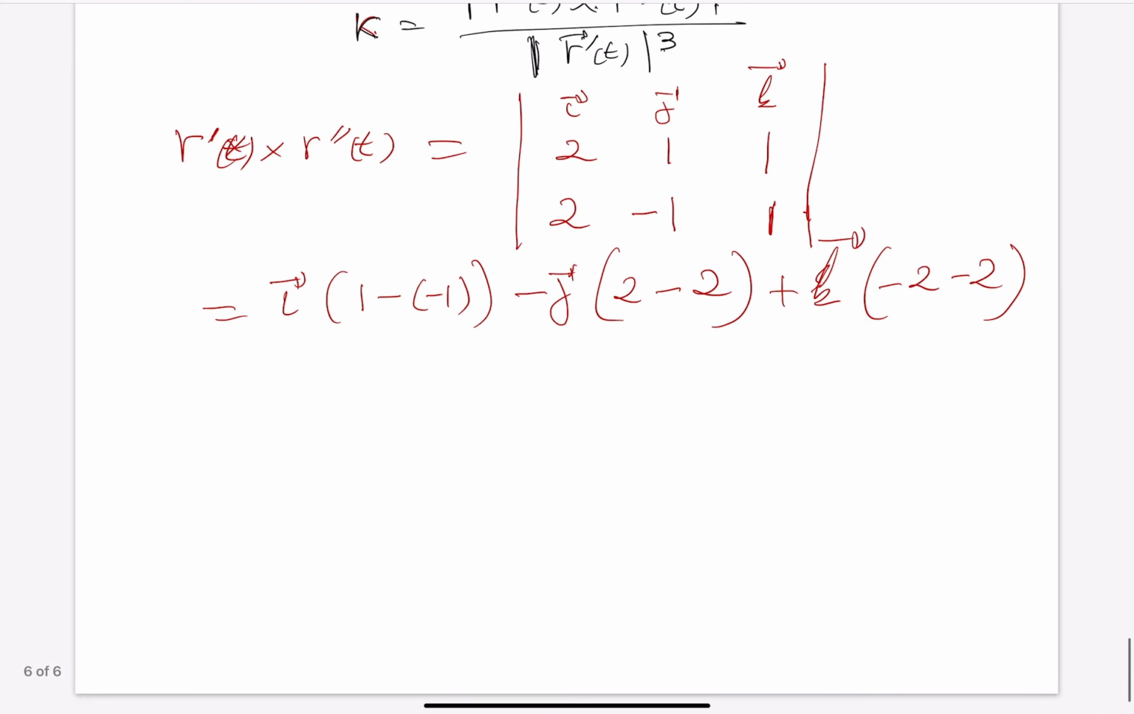Here I will have 2i, and here is 0. Don't write it down. And here is negative 4, so I have negative 4k. Now I have to take the length. Remember, this is the cross product of the first derivative and the second derivative of the vector function. Now I have to take the length.